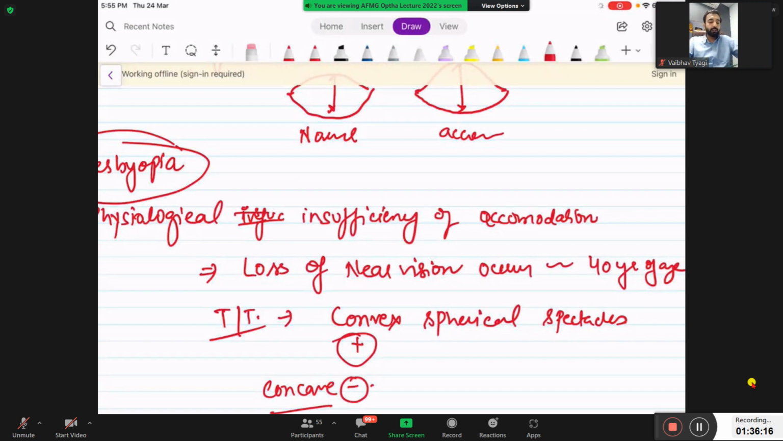So in presbyopia, which type of lenses do we give? Plus glasses we give. Convex spherical spectacles we prescribe to the patient in presbyopia. Clear? This much is done.